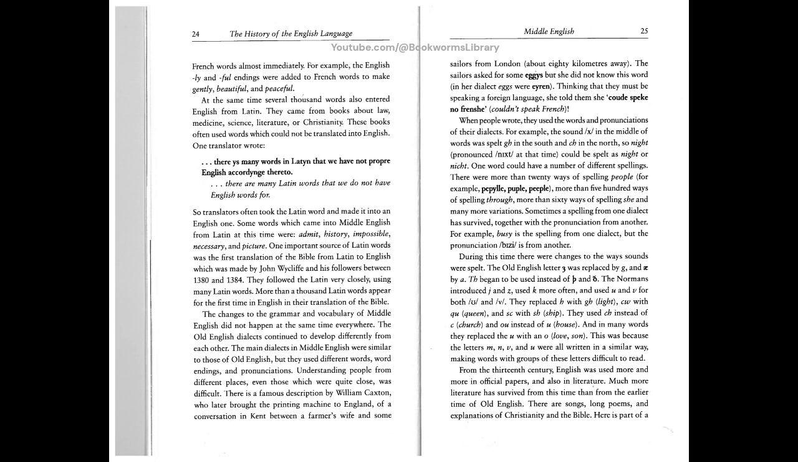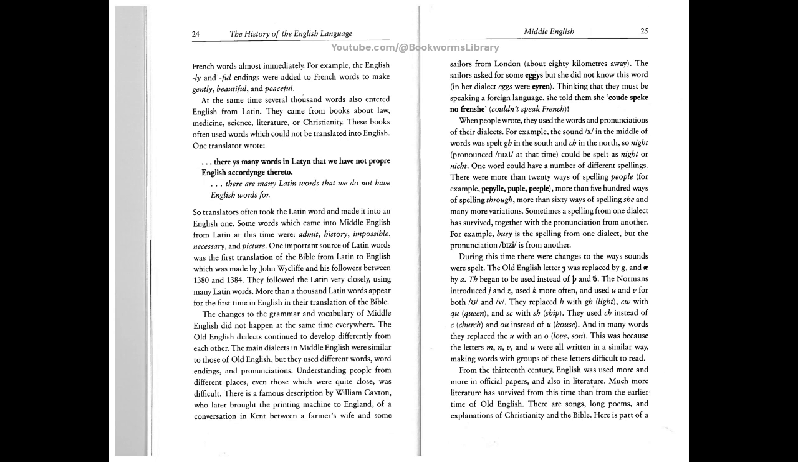Sometimes a spelling from one dialect has survived together with the pronunciation from another. For example, busy is the spelling from one dialect, but the pronunciation "bizzy" is from another. During this time, there were changes to the ways sounds were spelt. The Old English letter yogh was replaced by g, and ash by a. th began to be used instead of thorn and eth.